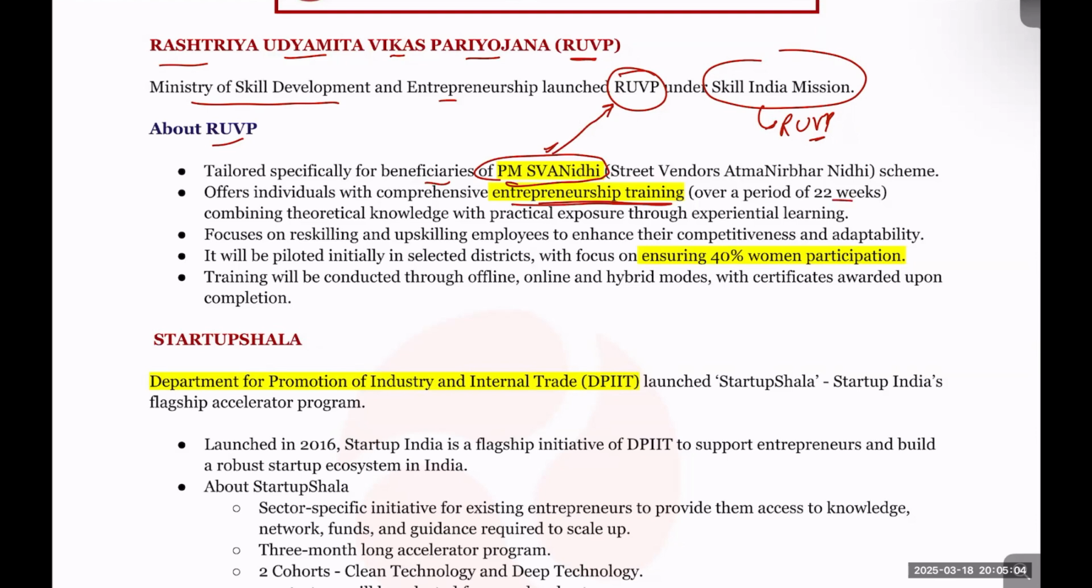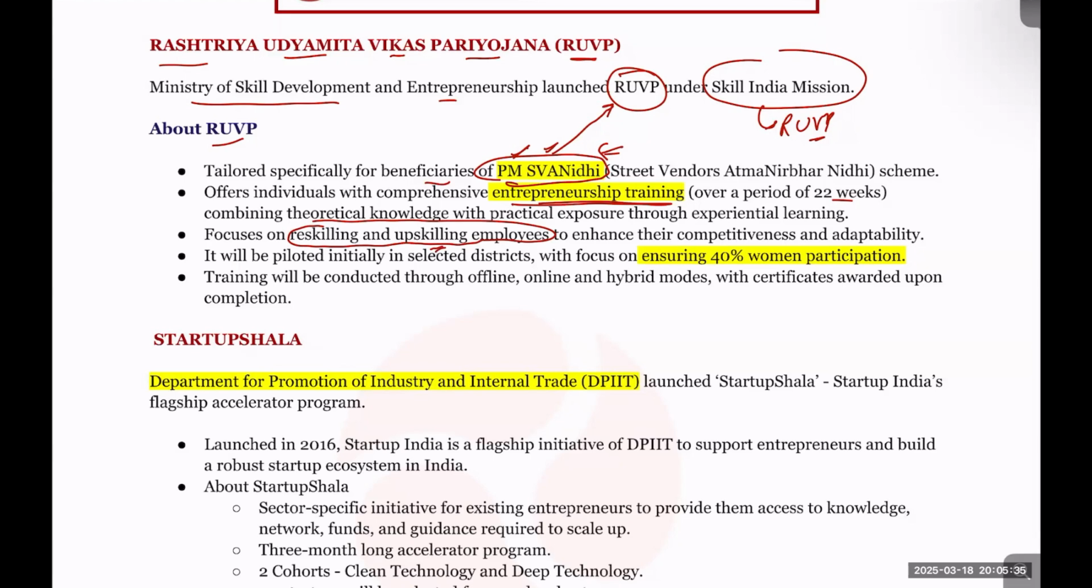Okay, and this scheme will be focusing on reskilling and upskilling those beneficiaries of the PM Swanidhi scheme. So it is important that in the PM Swanidhi scheme, only the street vendors were there. Those street vendors were unskilled or very low skilled people. And in order to increase their skills, in order to increase their earning capacity, skilling and upskilling will be provided so that they can become very good or established entrepreneurs, right?